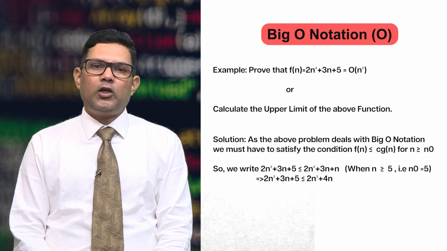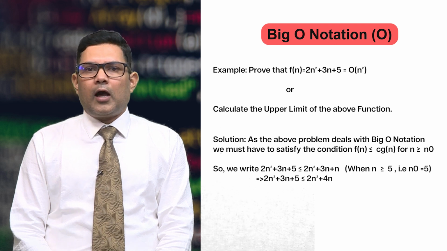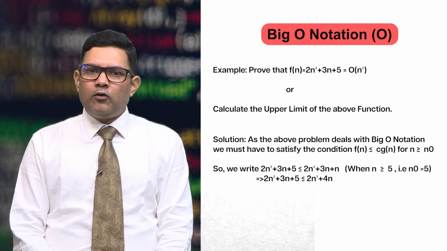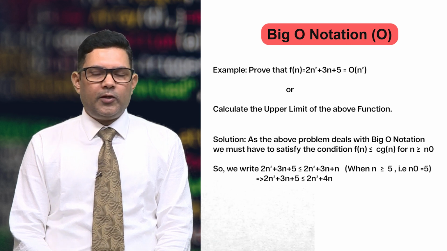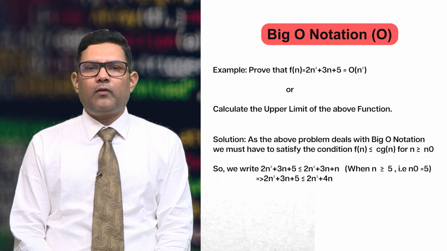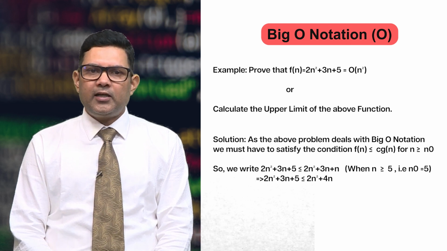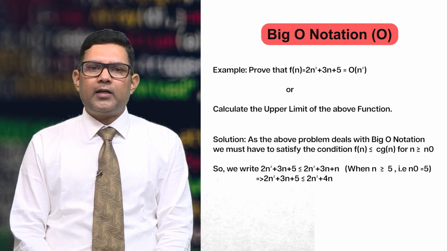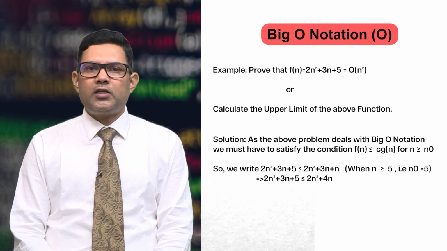So mathematically this equation will be possible when we start the value of n at 5 or greater than or equal to 5. That means whenever the value of n starts from 5, we can satisfy this condition. So n is greater than or equal to 5. If we compare this with n greater than or equal to n naught, then the n naught value will be 5. So we can rewrite the sentence: 2n square plus 3n plus 5 will be less than or equal to 2n square plus 4n. But our prime objective is to bring this function into c into g of n form.